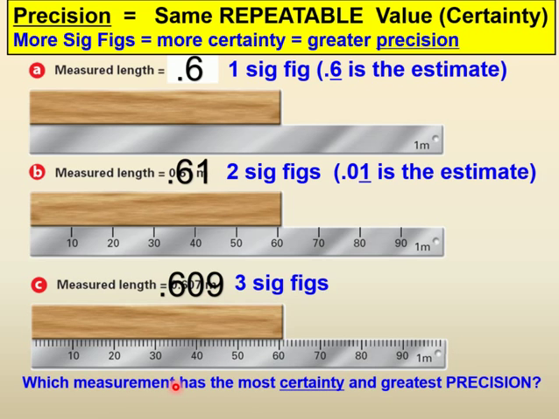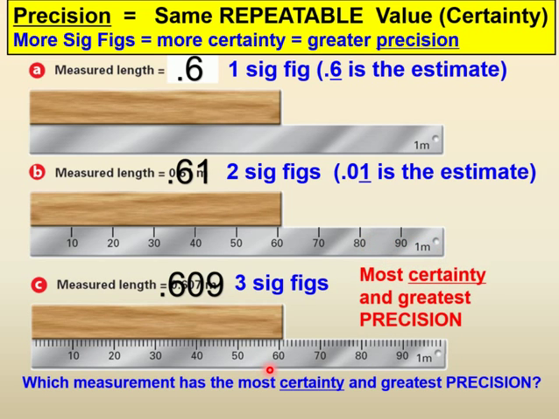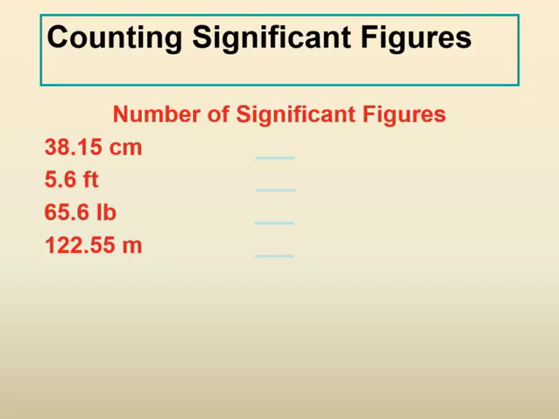So which measurement has the most certainty and the greatest precision? The last one, the most significant figures. And that's what I want you to see. More significant figures equals more precision, more certainty. So when you look at a measurement, you're going to need to determine how many significant figures are in that value. There are a few rules you're going to need to take down, and you will want to be writing these down as we go, as we establish the rules.